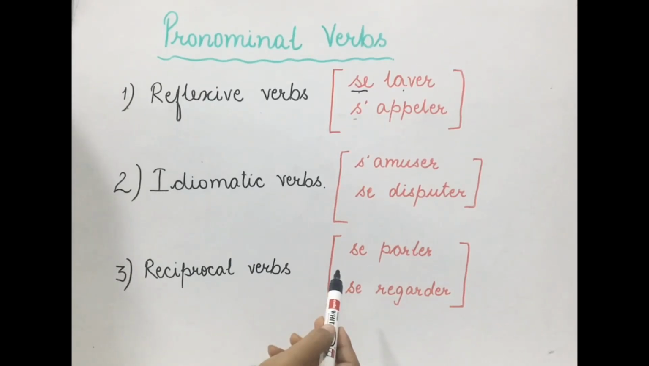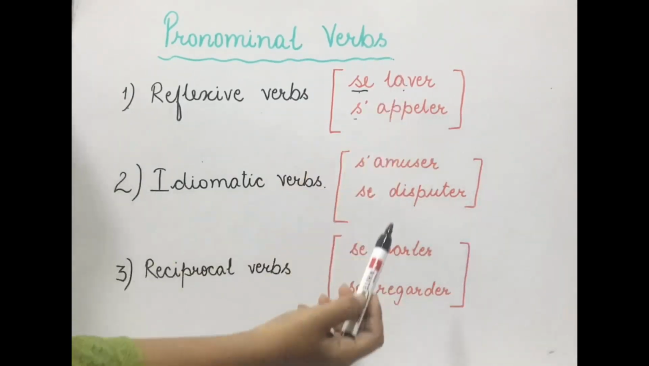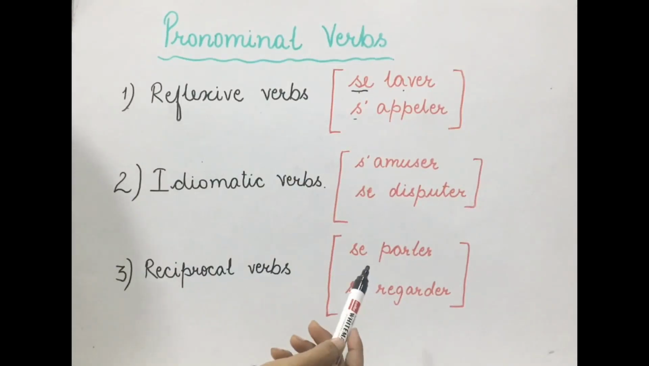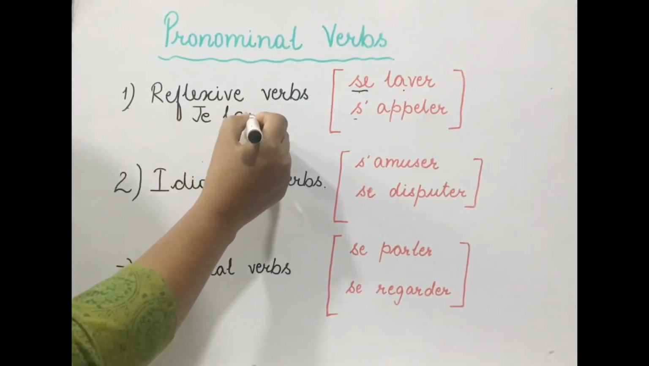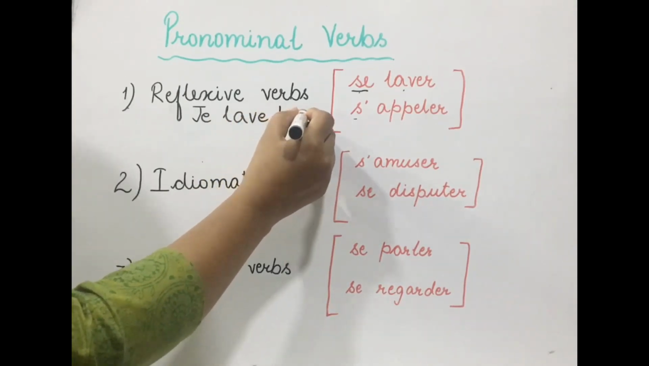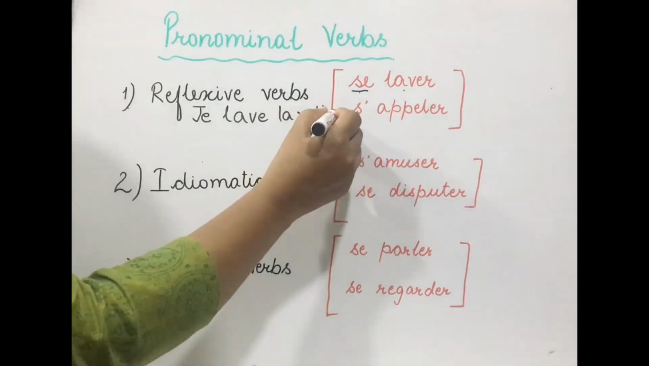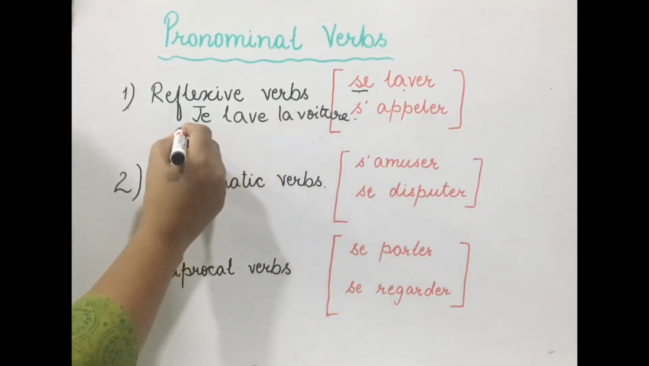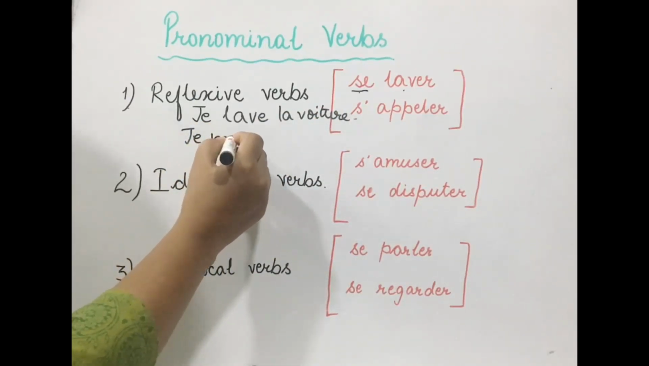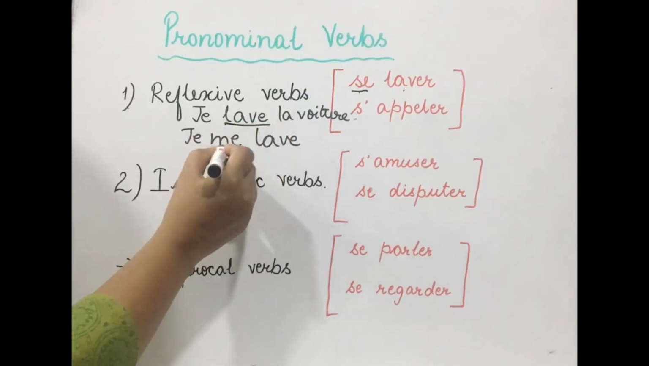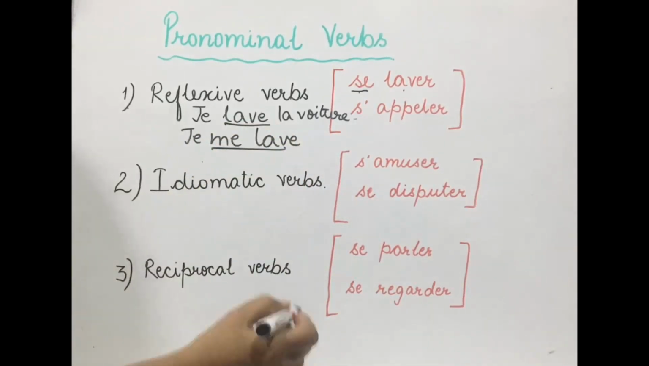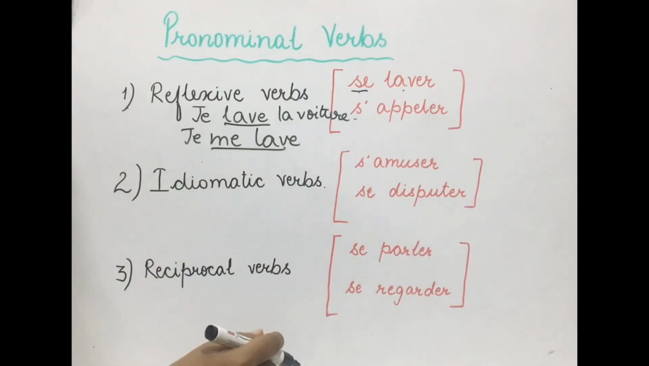Now we come to the comparison with normal verbs. You can also use laver as such. If I say je lave la voiture, then it becomes I wash the car. But when you say je me lave, that means I wash myself. So do you see the difference here? This is a normal verb, and here it is a reflexive verb with a reflexive action.